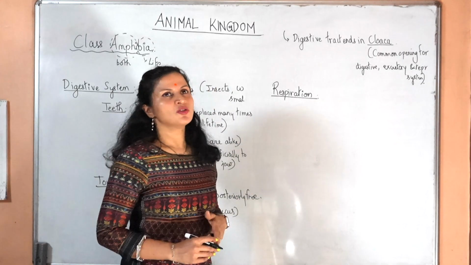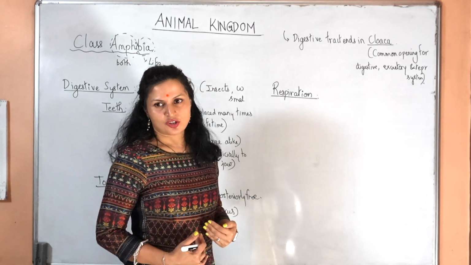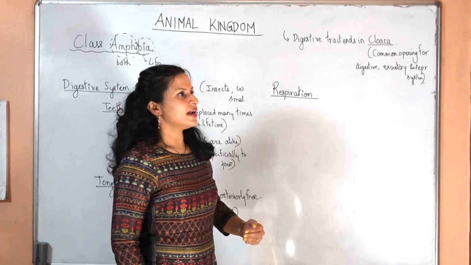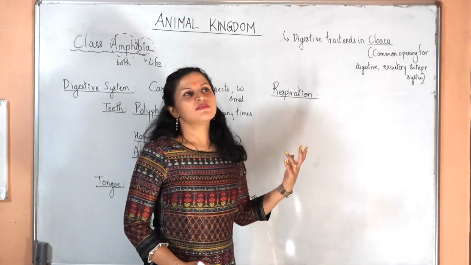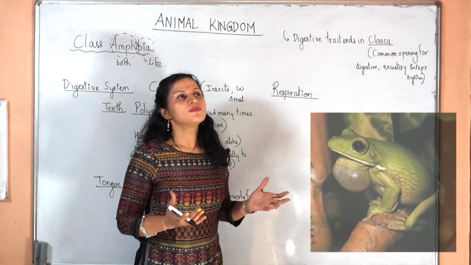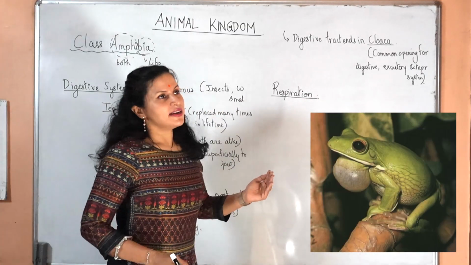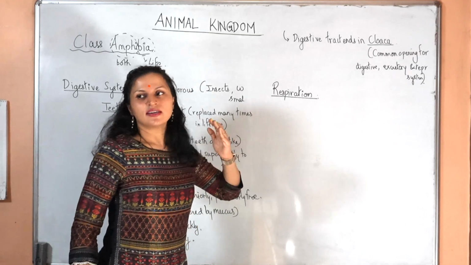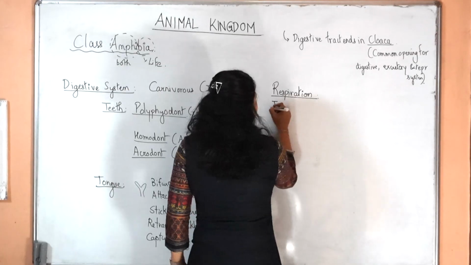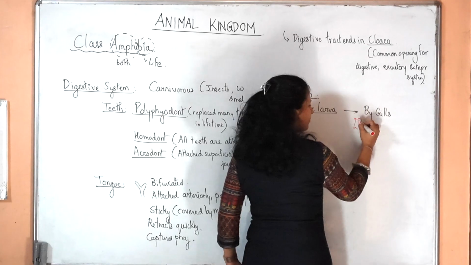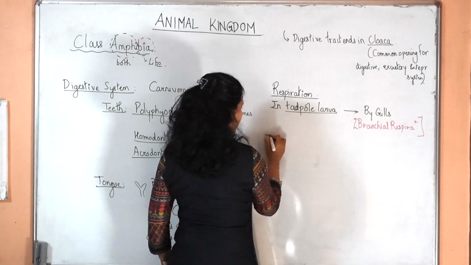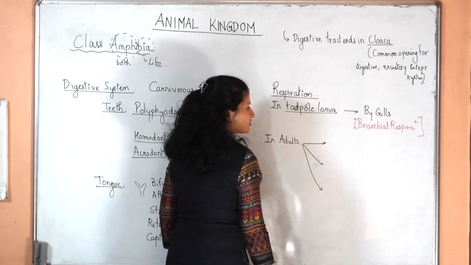The tadpole will have many features which are different from that of the adult. For instance, the tadpole will have the gills for respiration because it is aquatic, no? But the adult will not have gills, it will have lungs and also it can breathe through its skin and through buccopharyngeal cavity lining. Adult breathes in different ways and the tadpole breathes in different ways. In tadpole larva, respiration occurs by gills, branchial respiration. In adults there are three ways of respiration.